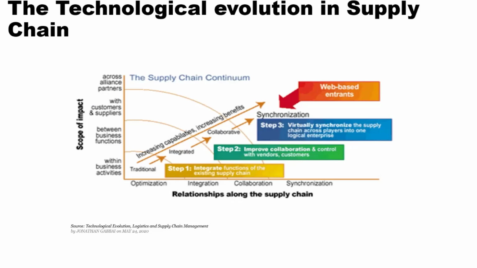It's good to know from this slide, generally speaking, that the technological evolution in supply chain changed the flavor. In the very first traditional stages, it used to reflect what we call optimization of a supply chain, which used to take place within the business activities. The new breed for this approach was integration, where companies started to think about how integration takes place between the different business functions in an organization.